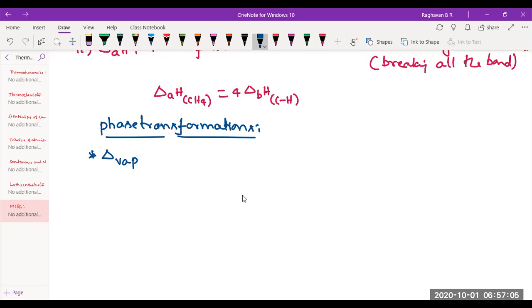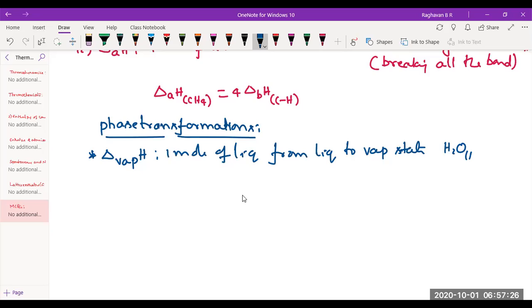Enthalpy of vaporization means for 1 mole of liquid changing from liquid to the vapor state. For example, H2O liquid to H2O gas, 1 mole. Whatever enthalpy change is there, that is enthalpy of vaporization.